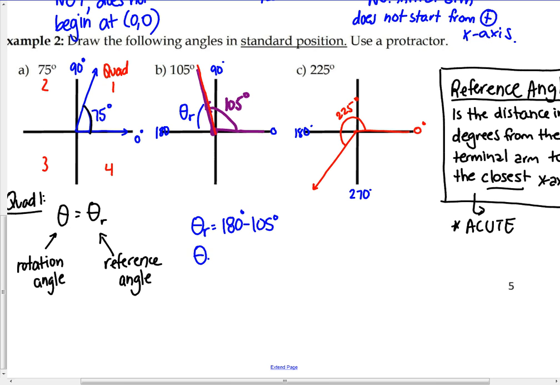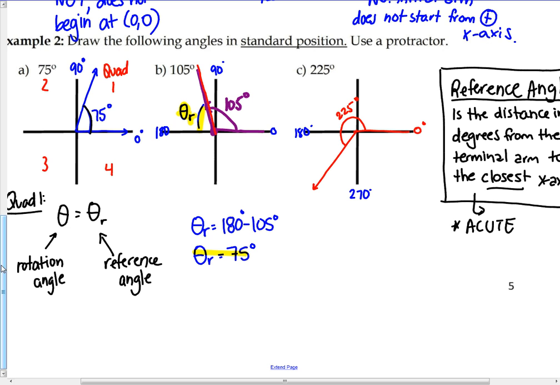Okay, so 180 minus 105, what does that equal? We can do that. Right? 75 degrees. Okay, so our reference angle is this angle right here. That was theta r. That's our reference angle, and that's 75 degrees. So that can be helpful for drawing it, but it's really going to be helpful for calculating a lot of things in the future.